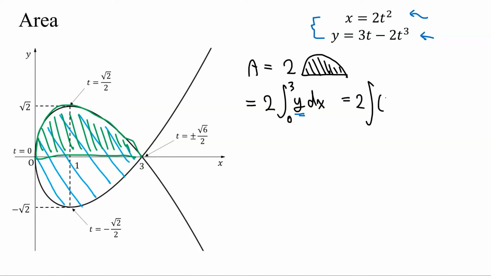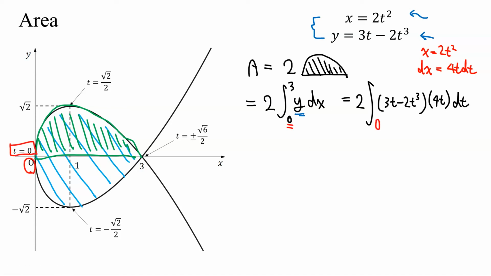So y is given as 3t minus 2t cubed. And from here, dx is equal to 4t dt. So we have 4t dt, and when x equals 0, t equals 0. So we have 0 here, and when x equals 3, then t equals plus minus square root of 6 over 2, and this part is where t is positive. So let's take positive values. So the upper end is square root of 6 over 2.